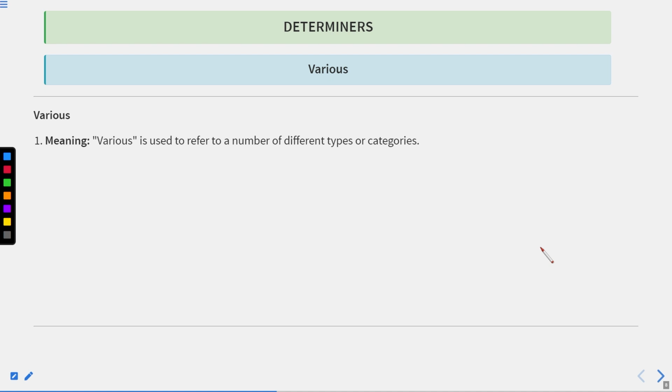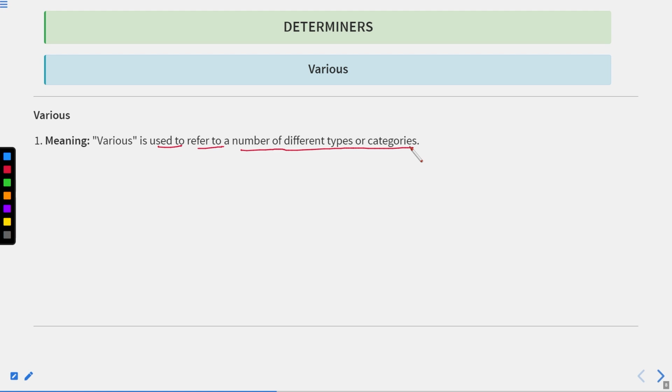If we talk about the word various, it is used to refer to a number of different types or categories. For example, if I say there are various examples, it means there are many and different examples, so we cannot use only the word many. Various means different. Though they are more than one, they are different as well.